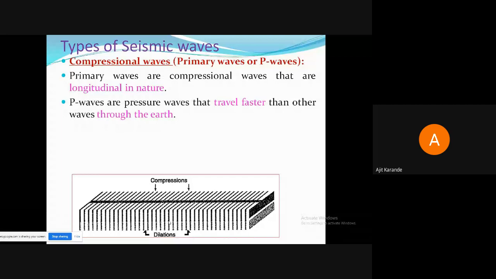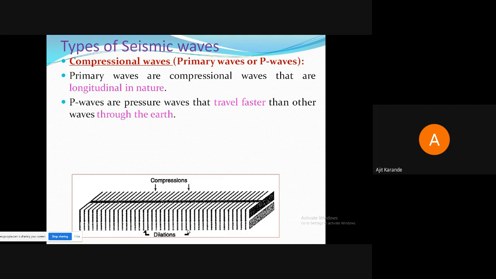Okay, so P waves cause particles of rock to vibrate in the longitudinal direction. As far as P waves are concerned, these are only generated along the longitudinal direction, or you can say in the horizontal plane, that is in the direction of the propagation of the waves. So it involves successive compression and dilation.